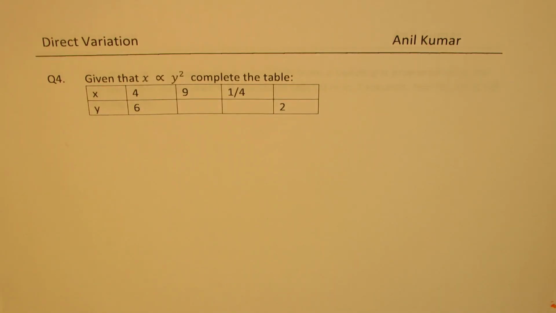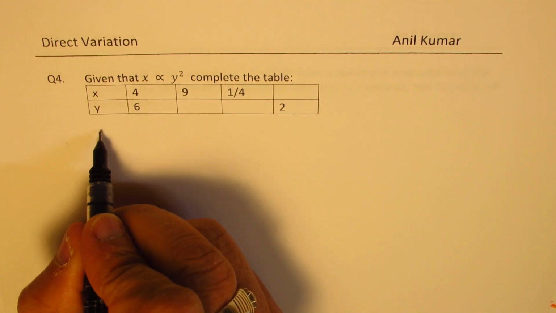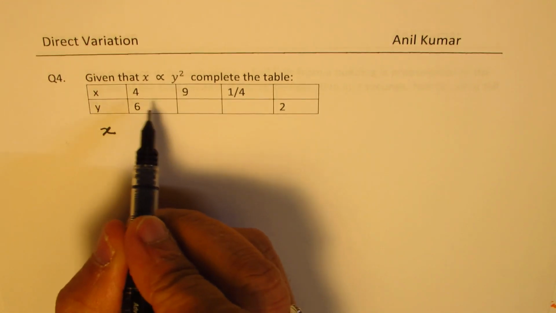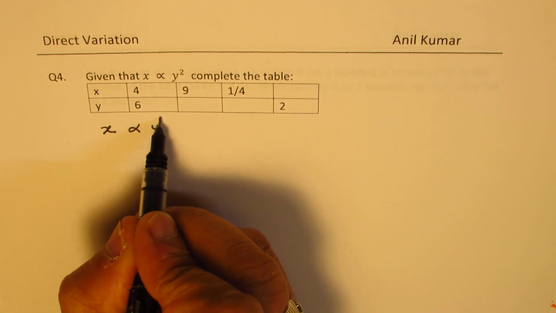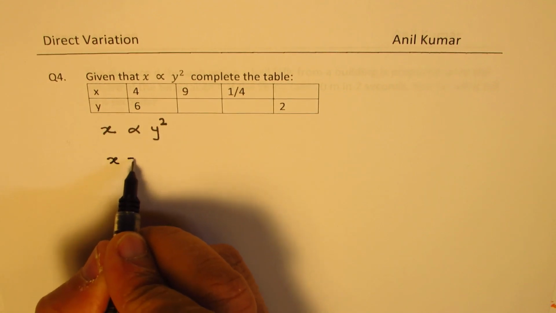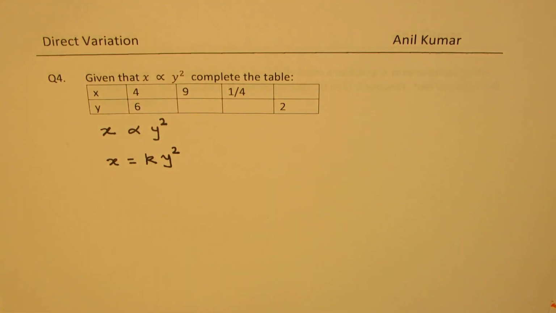Question number 4 here is, given that x is proportional to y squared, complete the table. Now let us see how to solve such a question. We have missing values of x and y. So in this case, we should write the relation of both x and y explicitly. We are given x is proportional to y squared. So we can write this as x is equal to some constant times y squared. To get the value of the constant, we will use the set of values given to us.